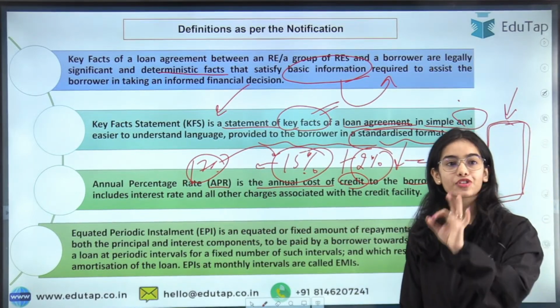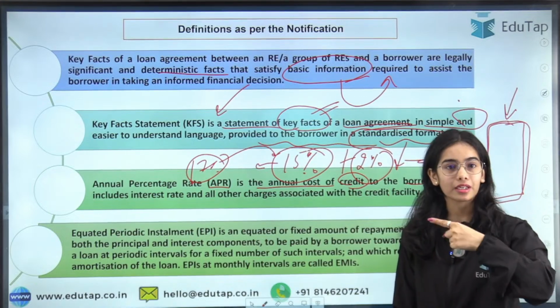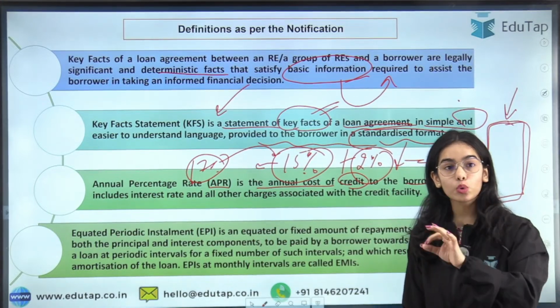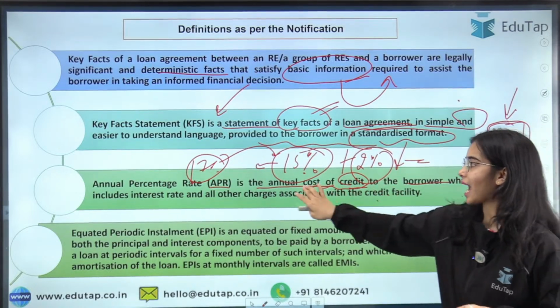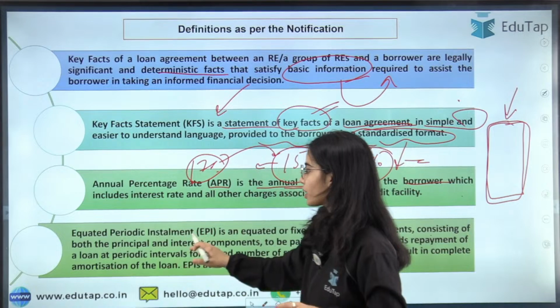So annual percentage rate is actually the total rate. It is not only the interest rate. Okay, it is the total rate, that is the total cost of credit annually. Next is equated periodic installment.